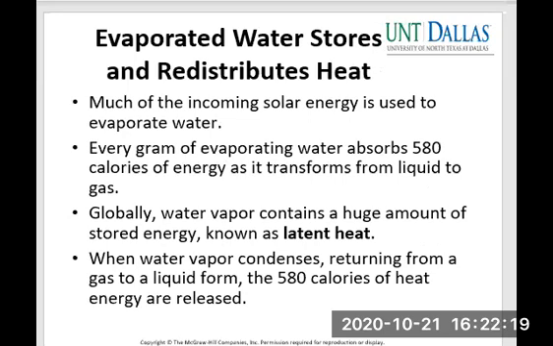It has been found that evaporated water stores and redistributes heat. So we can imagine the sun shining off the Gulf of Mexico in the winter. Warm sunshine and plenty of water allow the continuous evaporation that converts an immense amount of solar energy, that's the light energy, into latent heat stored in evaporated water.